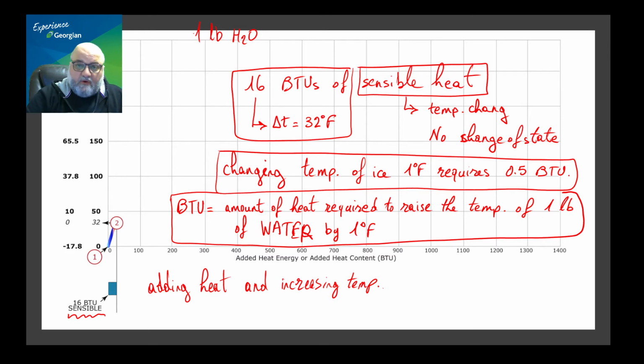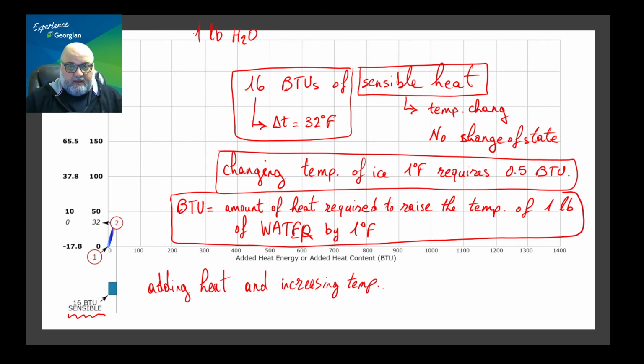But when you're working with ice, changing of 1 degree Fahrenheit requires half a BTU. So ice is different than water in terms of how much BTUs it requires to change 1 degree Fahrenheit. And we're going to see that steam has the same relationship with temperature and BTUs. Steam requires half a BTU to change its temperature by 1 degree Fahrenheit.